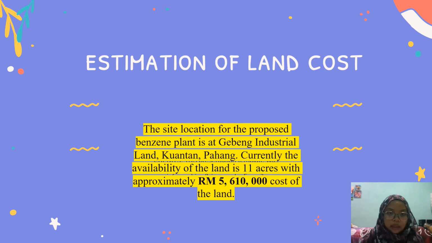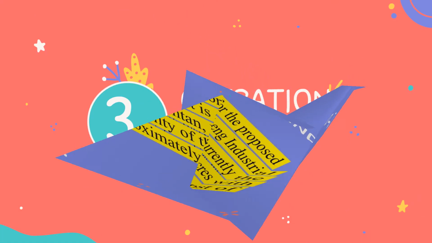Okay, and then the estimation of land cost that we mentioned before. The site location for the proposed benzene plant is at Gebeng Industrial Land at Kuantan, Pahang. Currently, the availability of the land is 11 acres with approximately 5,610,000 cost of the land.